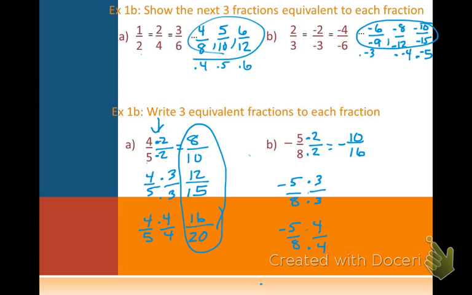10 over 16, negative 15 over 24, and negative 20 over 36. No, 32. Miss Carson did that wrong. 32. And there's your 3 equivalent fractions that you're going to do on your own. Please use 2 over 2, 3 over 3, and 4 over 4. You might want to go back to your notes when you do your homework.